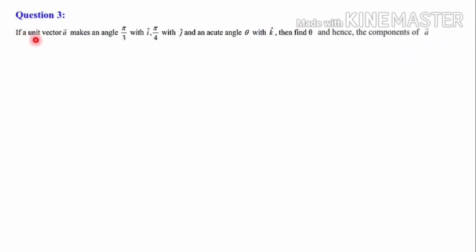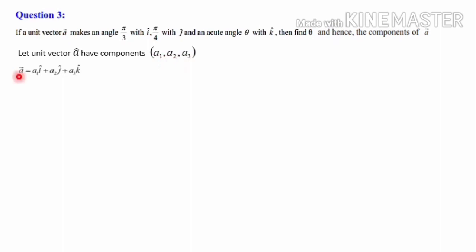Next we shall discuss question number 3. The question is, if a unit vector A makes an angle pi by 3 with i cap, pi by 4 with j cap, and an acute angle theta with k cap, then find theta and hence the components of vector A. Here the unit vector A cap has components A1, A2 and A3. Let the components be A1, A2 and A3.